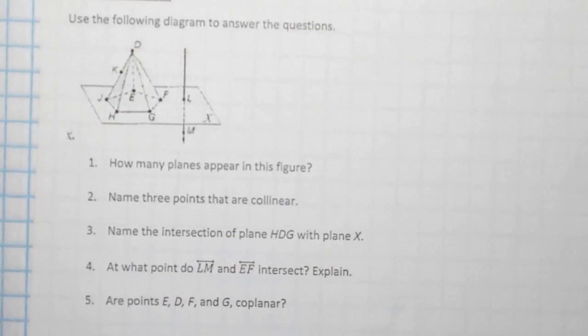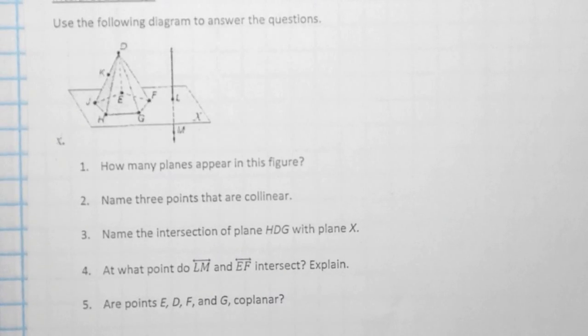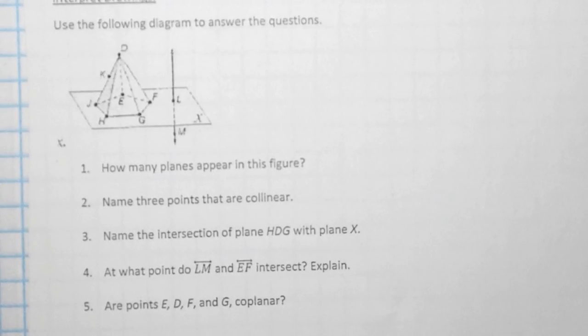Alright, let's look at this drawing. Now, number 1 says how many planes appear in this figure. I want you to figure out how many planes are in it. Real quick, let's go. Talk to your group. Remember, how many points make a plane? Oh, 3. 3 points make a plane.